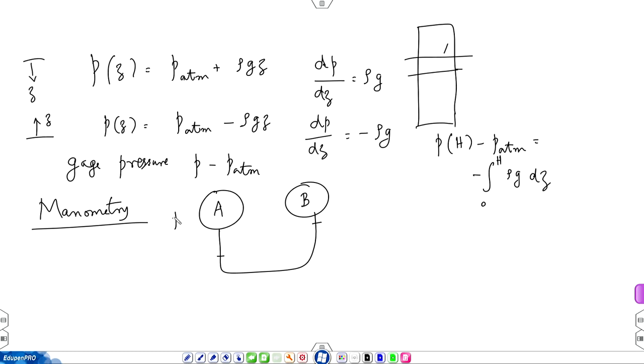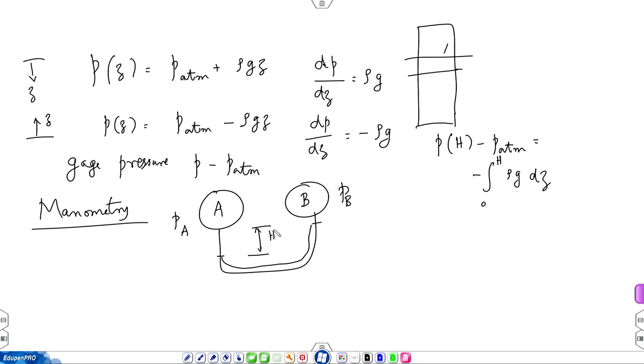So, the pressure here is P A, pressure here is P B, and the way I have shown it, P A is greater than P B. So, it pushes the liquid column to one side, and this difference in levels is H. So, the question is to relate pressure A to pressure B in terms of H.